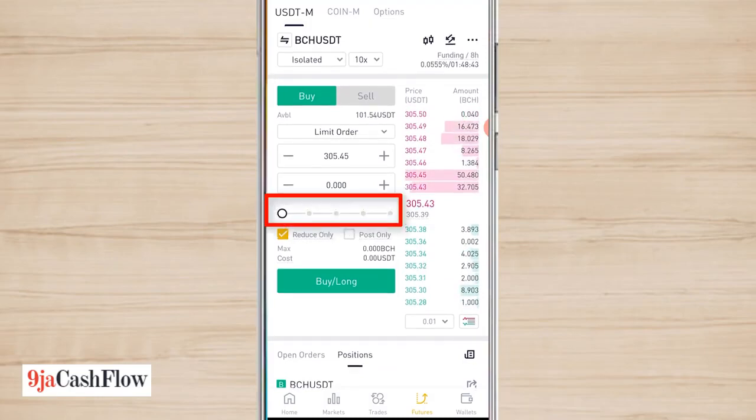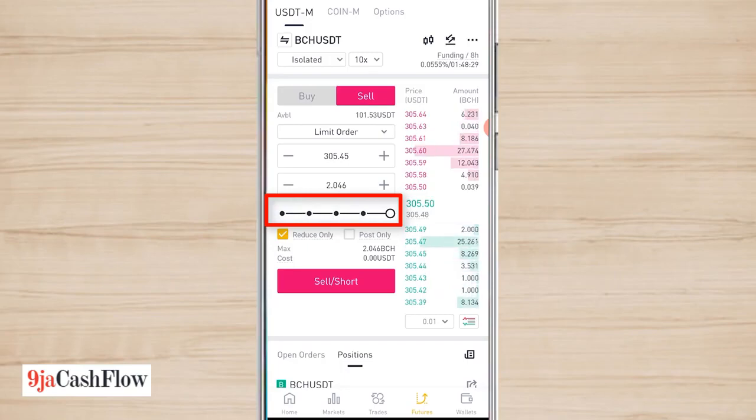Sorry, let me figure out something. Let me click on buy. So let's say I want to sell the market. If I'm using 10x, I can sell up to 2.046 Bitcoin Cash.